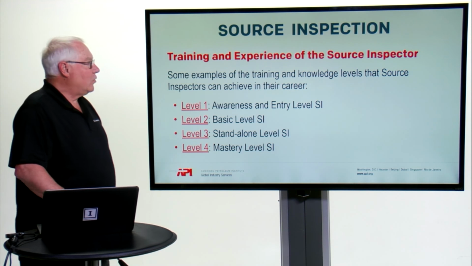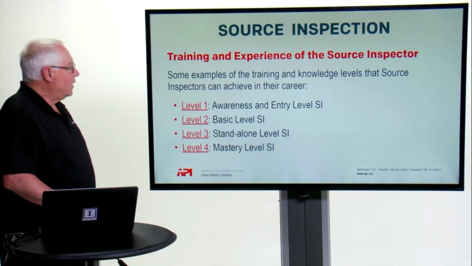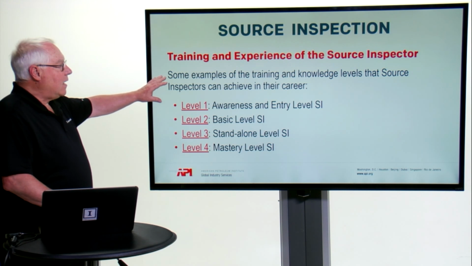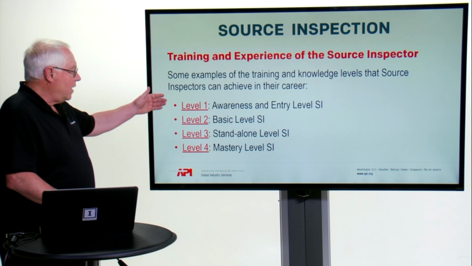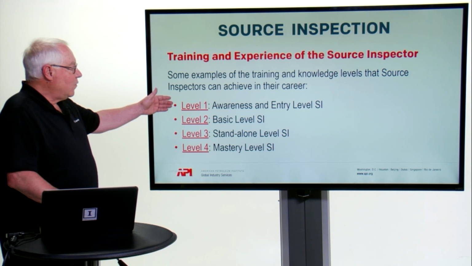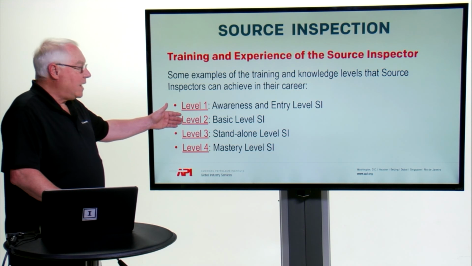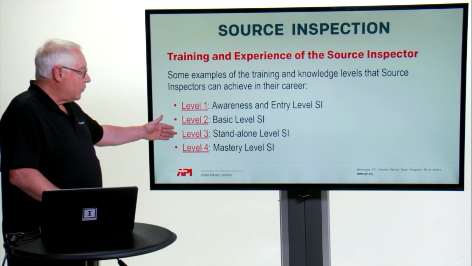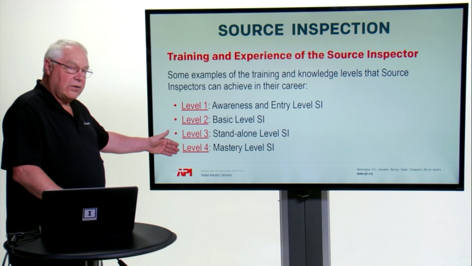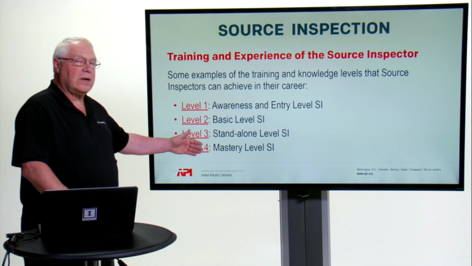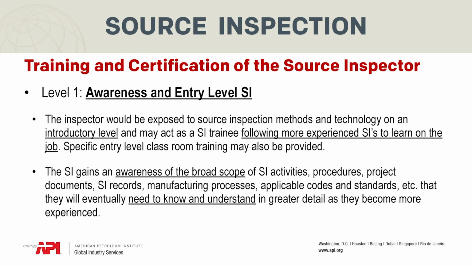Okay, let's transition now to a related topic, and that's training and experience of the source inspector. And here's some examples of the training and knowledge levels that a typical source inspector can achieve in his or her career. Okay? 4 levels, as you can see here. Level 1, an awareness and entry level source inspector. Level 2, a basic level source inspector. Level 3, a standalone source inspector. And level 4, that some inspectors can rise to, which is a mastery level in source inspection. Now let's take a few minutes to talk about each one of these levels.